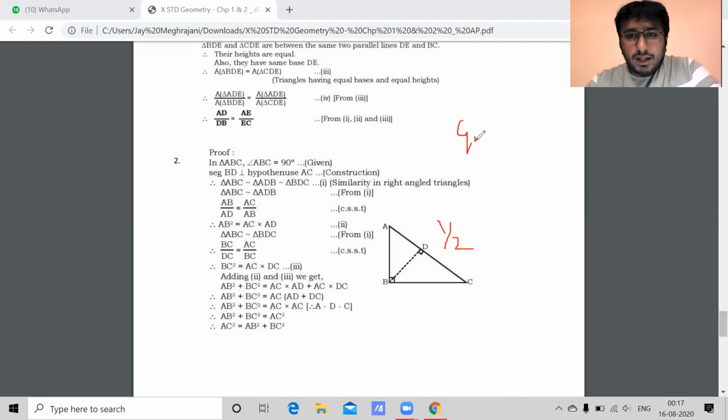So students, given and to proof will together give you half marks. Okay.